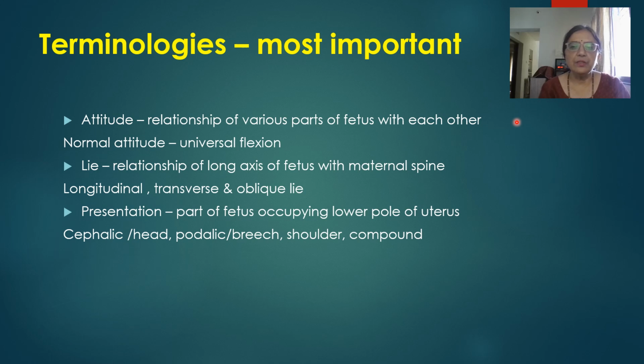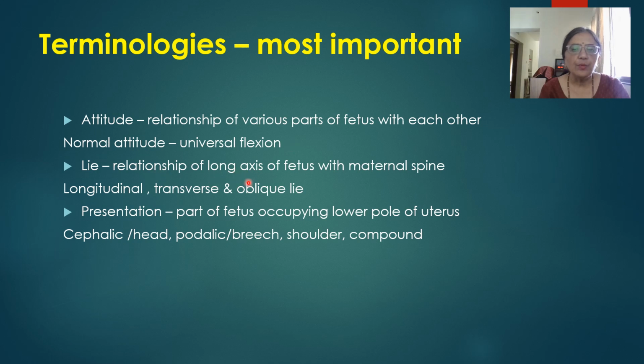Before we start with the fetal skull, let us know about some terminologies which are most important for an obstetrician, and it is a must know area for all undergraduates as well as postgraduates. First definition is definition of attitude. It is the relationship of various parts of the fetus with each other. A normal attitude is of universal flexion.